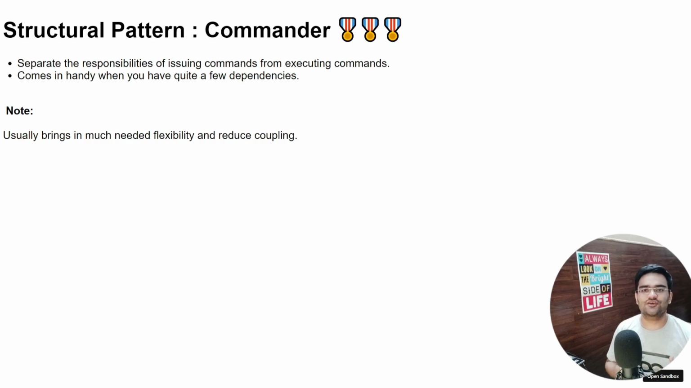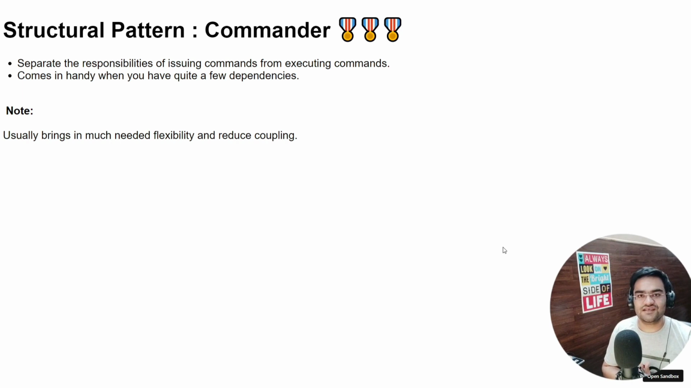Whenever you realize that your application is becoming tightly coupled, and the consumers of your application interfaces are at risk if not updated in case your APIs change frequently, a pattern that can come in handy in this scenario is the command pattern. The command pattern operates by separating the responsibilities of issuing commands from executing commands. It comes in handy when your application or application interfaces have dependencies, as in there are consumers of your application. It brings in much needed flexibility and in turn helps in reducing coupling.